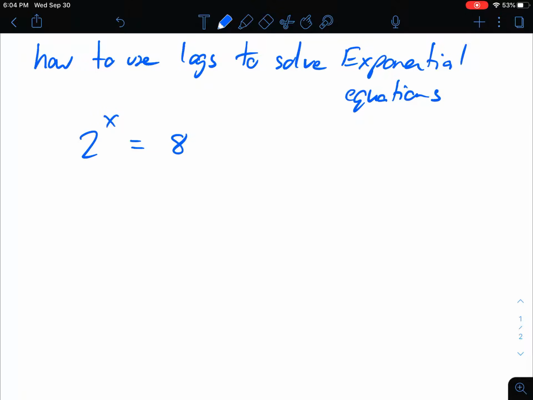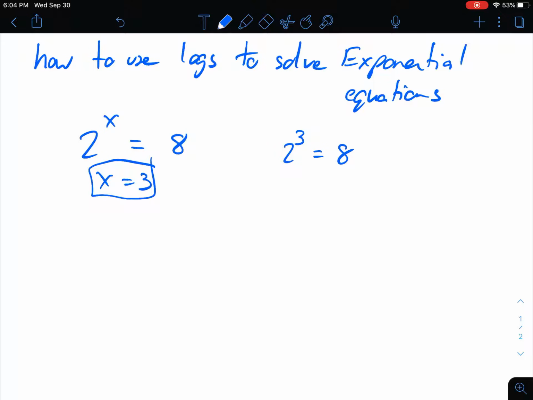This is actually a pretty easy one to solve. You probably could figure out in your head, okay, well, 2 to the exponent 3, that's equal to 8, so therefore x must be 3. That's the value of x that solves this equation. If I plug a 3 in there, we get 2 to the 3, and that gives me 8. Okay? Now, how do you solve this equation using logarithms?